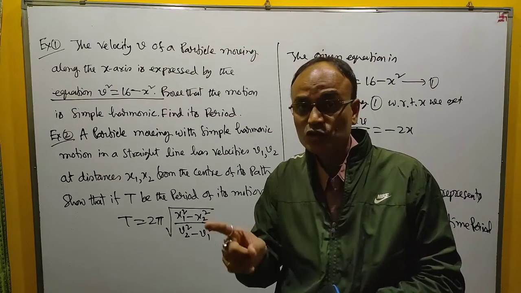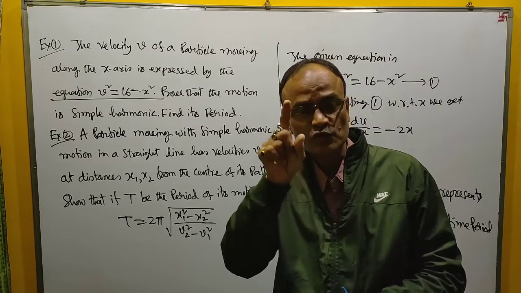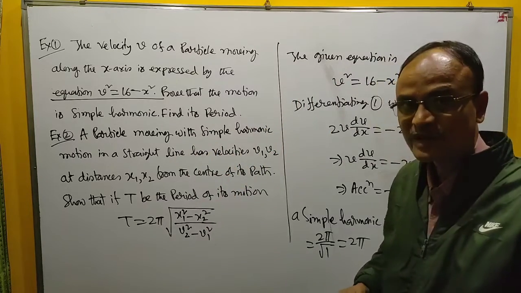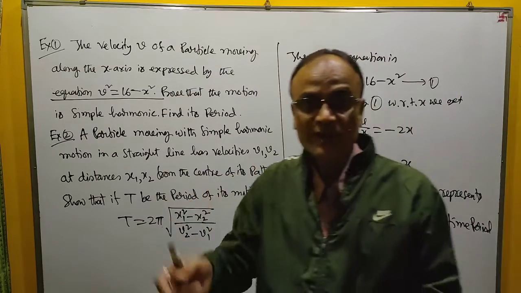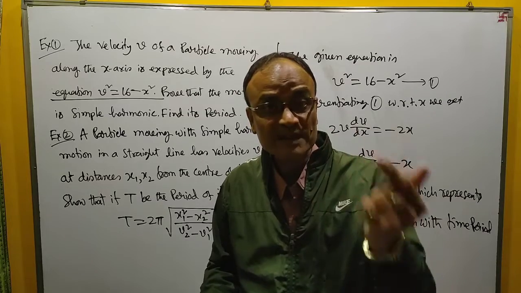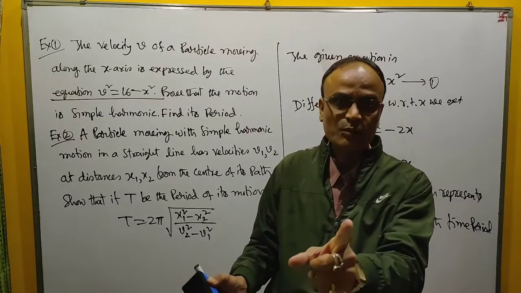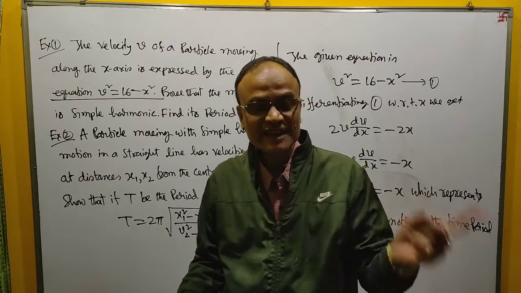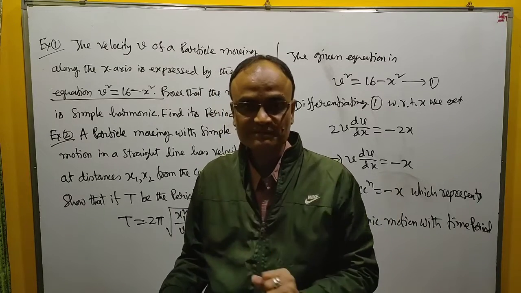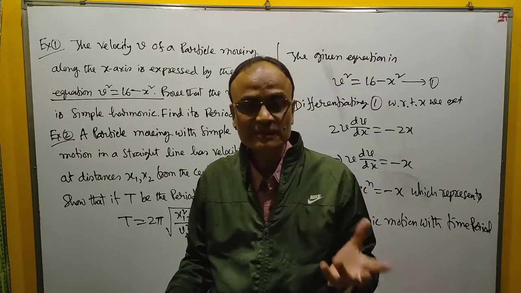Also, to solve problems on simple harmonic motion, you should remember that v square equal to mu into a square minus x square. What is a? a is the amplitude of the motion. What is v? v is the velocity of the particle when it is at a distance x from the center of force. Also, x equal to a cos root mu t. x is the distance of the particle at time t.